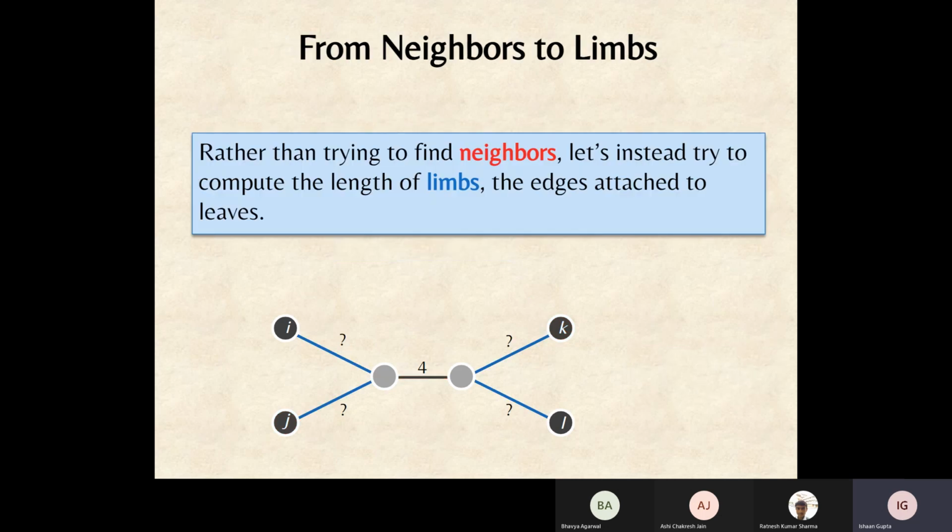So to solve that problem, in order to estimate the edge lengths based on the linear equations that we had come up with in the last class, we try to compute the limb lengths. Limb lengths are basically the lengths from your node to one of the internal nodes, because each node is connected to an internal node. Therefore, the limb length is essentially the length from one of your nodes to its internal node.